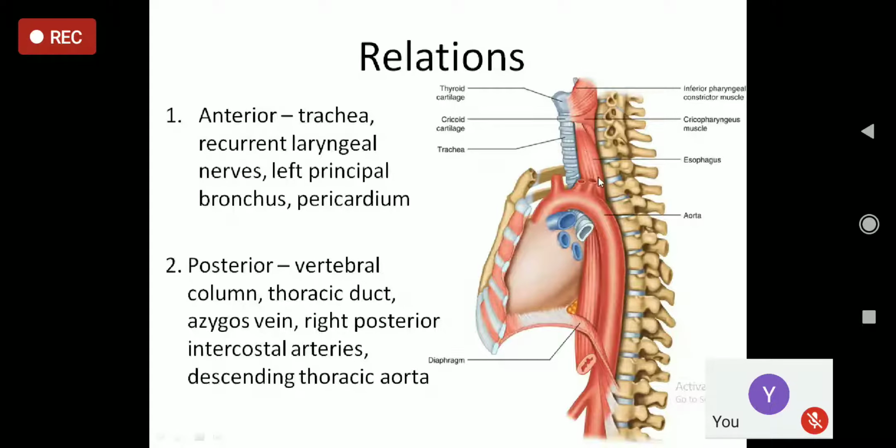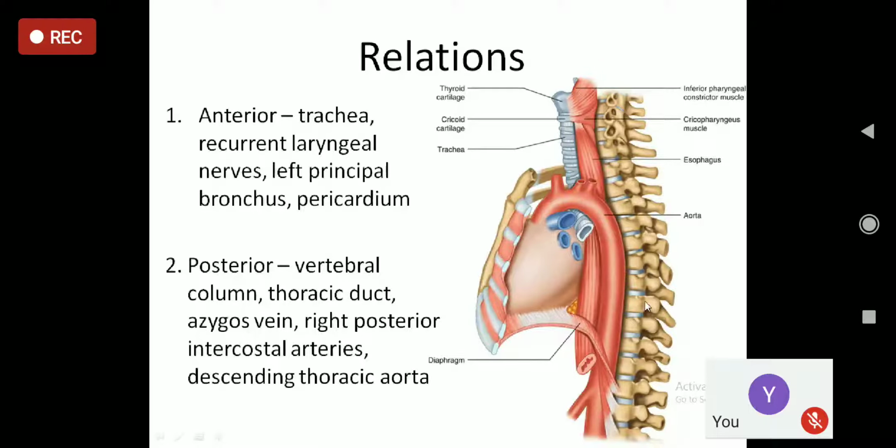So the anterior relation of esophagus is, right from above downward, trachea. Along with trachea, on either side of trachea, the recurrent laryngeal nerve runs between trachea and esophagus, right and left recurrent laryngeal nerve. Then below, left principal bronchus. As we have mentioned, initially esophagus begins at the midline of the neck, and as it descends downward, it slightly moves to the left side of the body. So firstly, it is related anteriorly with the trachea, then there comes the recurrent laryngeal nerve, then left principal bronchus, and finally the pericardium of the heart. These are the anterior relations of the thoracic part of esophagus.